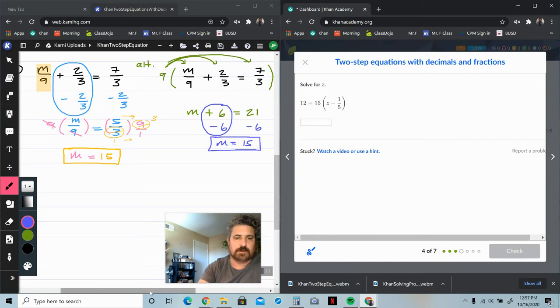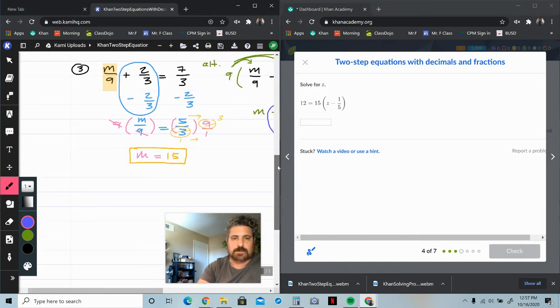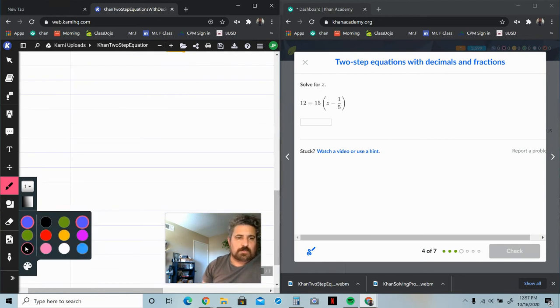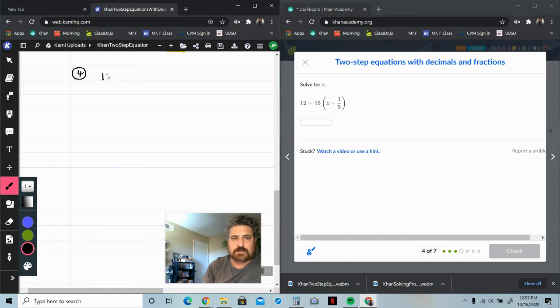All right, let me go back over here now. Let me do this problem for you guys. So number four says 12 is equal to 15 times the quantity of z minus 1/5. This problem I would probably just distribute and then combine like terms. So I would distribute the 15 through the parentheses.